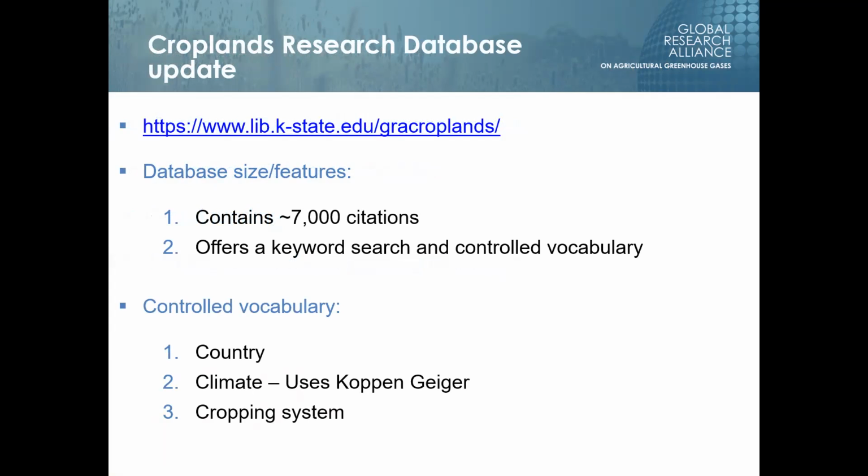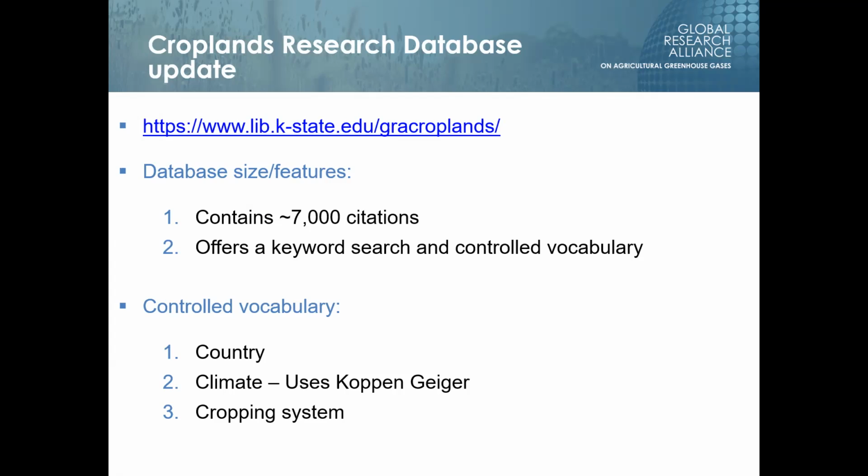For those of you who are unfamiliar with the Croplands Research Database, it is a database of articles on topics that are relevant to croplands and greenhouse gases. Right now, it contains over 7,000 citations. Those citations contain links to full text content when available. While it can be searched using keywords, it also uses a controlled vocabulary as an alternative to keyword searching.